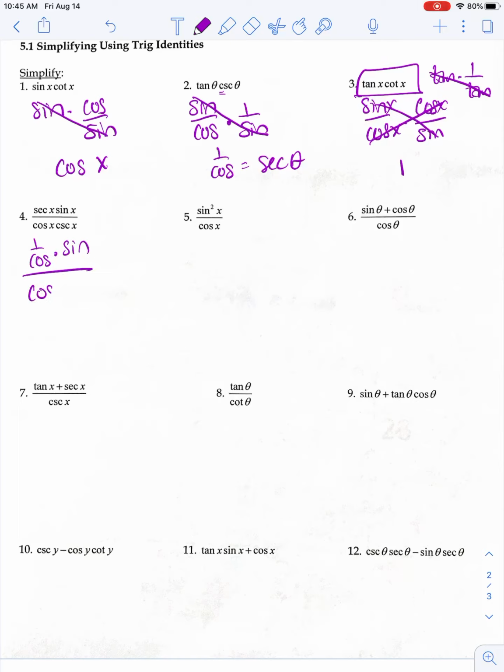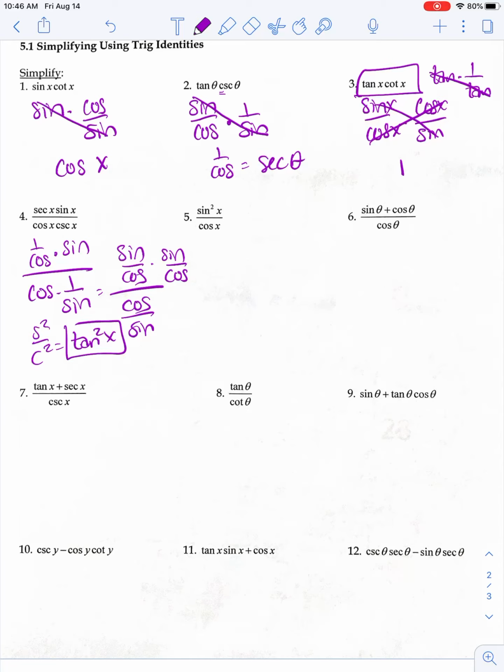Secant is 1 over cosine. Cosecant is 1 over sine. So this is sine over cosine over cosine over sine. And you can Bojangles. And you're going to get sine squared over cosine squared, which is tangent squared.